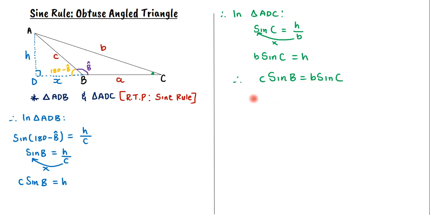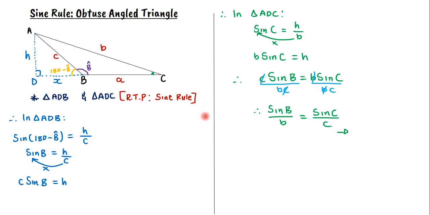And then from here, what I'm going to do is divide both sides by BC, and also this side by BC. Why am I using B and C? It's because I know if I use B and C, this C will cancel with that, and this B will cancel with that. And now what is it that I have left? From here, I can see that what's left is sine B over B, which will be equal to sine C over C. And that is how I find my proof using the obtuse angle triangle.